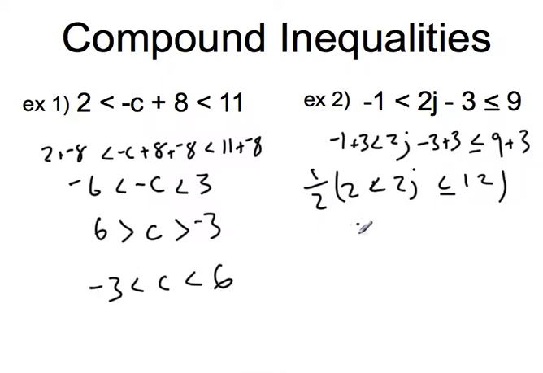So 1/2 times 2 is 1. 1/2 times 2j is just 1j. And 1/2 times 12 is 6. So there is our solution. J is in between 1 and 6, non-inclusive of 1 and inclusive of 6.